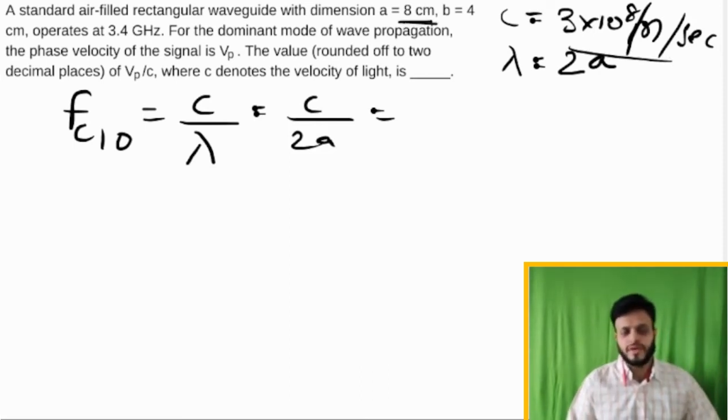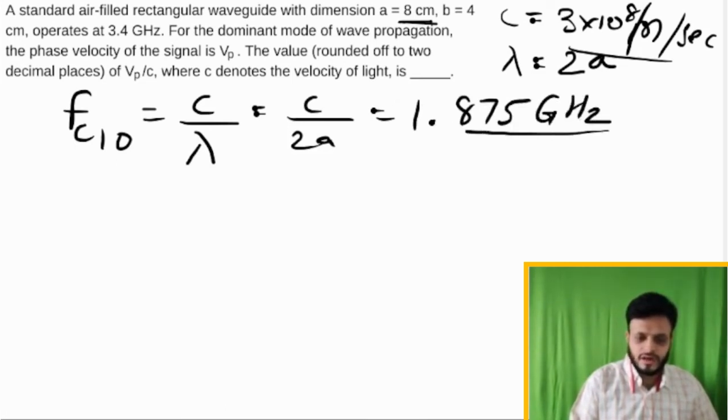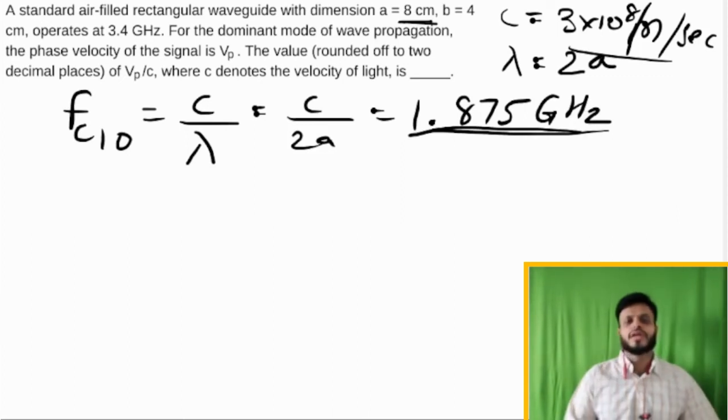While putting in the values, just try to convert either meters to centimeters or the value of a in centimeters to meters, so that you will get a proper answer. I will not be doing the mathematics here, you can do it by yourself. So it is directly 1.875 gigahertz. You can do the calculations and check whether this is coming out properly or not.